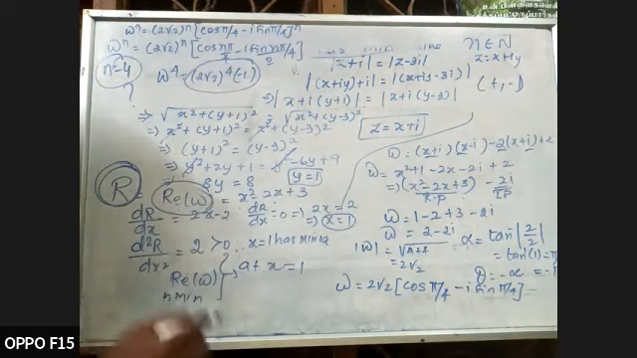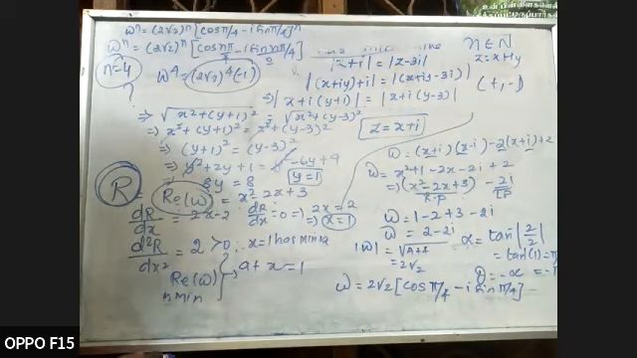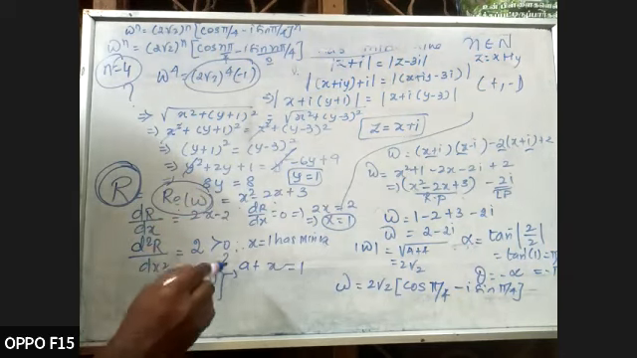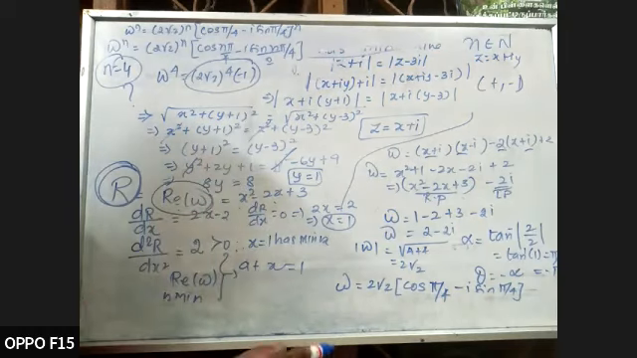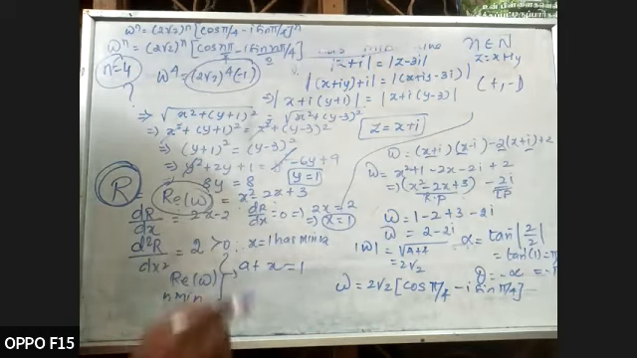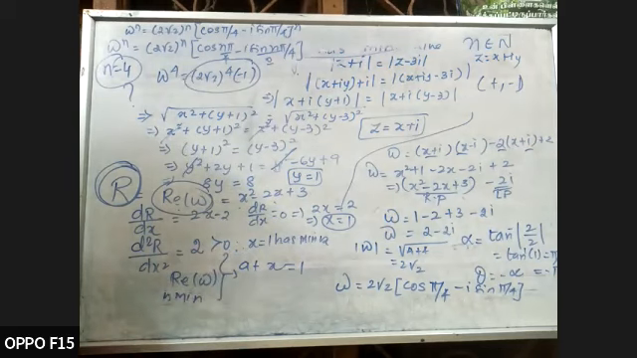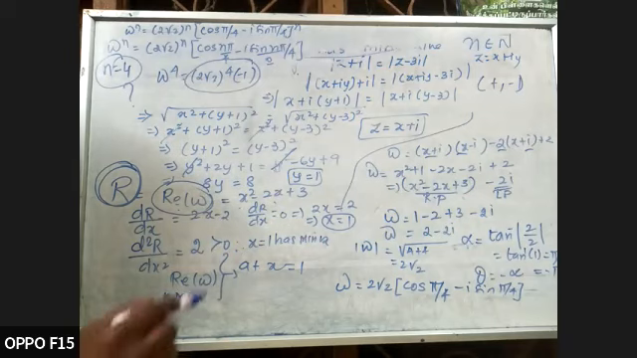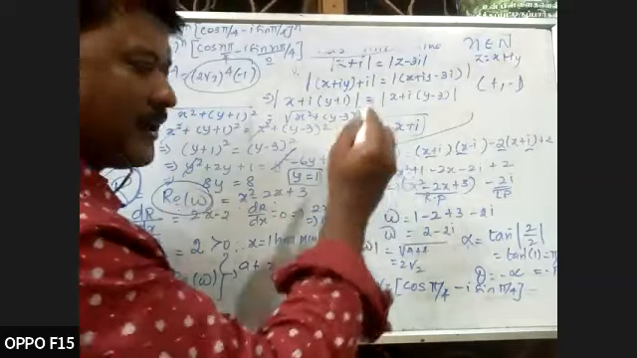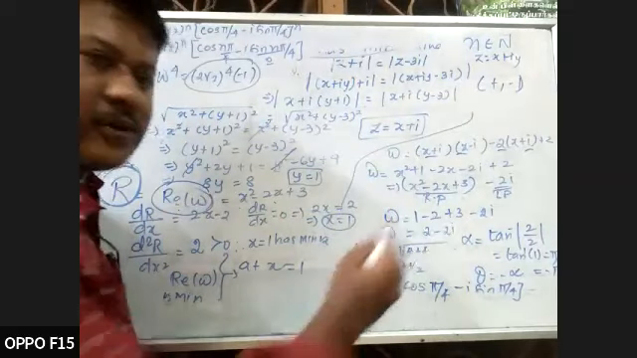To check whether this is a maxima or minima, I have to find the second derivative, that is d square R by dx square. That is 2, and 2 is greater than 0. I have concluded that x equals 1 is a maximum point, sorry, a minimum point. Confirmed. Now you find out omega. Putting x equal to 1, I'll get 2 minus 2i.